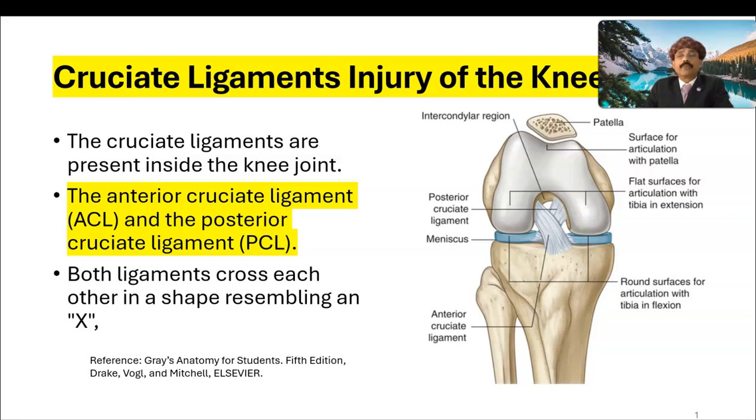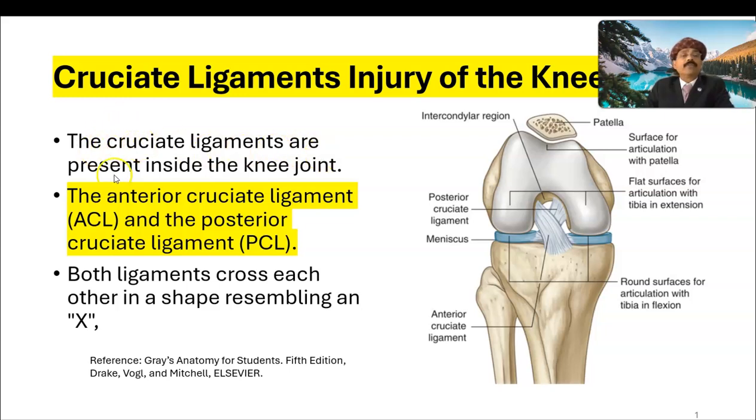Today I will discuss cruciate ligament injuries of the knee. We'll go through the anatomy, identify the anterior and posterior cruciate ligaments, cover possible causes of anterior and posterior cruciate ligament injury, the presentation of ACL tear and PCL tear, and their diagnosis and treatment. Let's start with the anatomy.